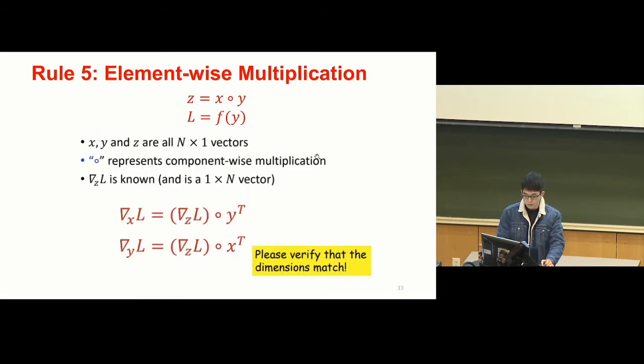And next one is the element-wise multiplication. Here, z equals x dot y, and L is a function of f. Here's a small mistake, here should be f(z). And dot represents the component-wise multiplication. So the partial derivative of L with respect to x equals the partial derivative of L with respect to z, element-wise dot y transpose. So you still need to make sure that the dimensions are matching.